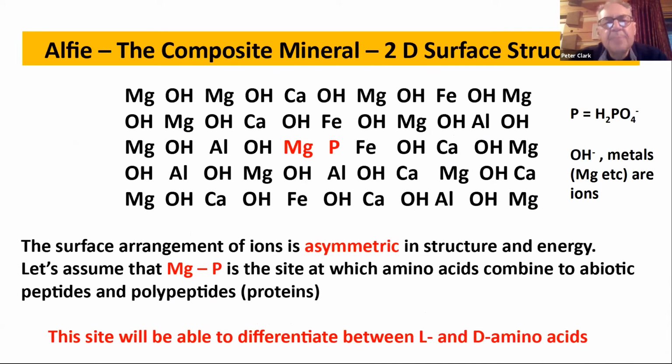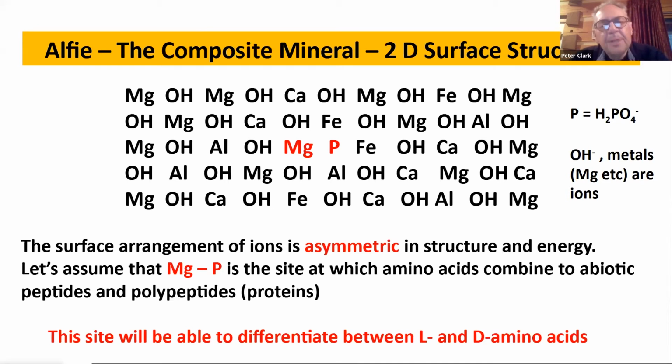Okay, this might be difficult for the non-chemist in the audience to fully get to grips with here, but what I've done here is just drawn a composite mineral, just a two-dimensional surface structure. And you see highlighted in red in the middle of this structure is the magnesium and P. It's not phosphorus, it's dihydrogen phosphate. And it's surrounded by other elements which crudely represent the abundance of the elements as produced in a supernova event and in production of elements in stars prior to the supernova event.